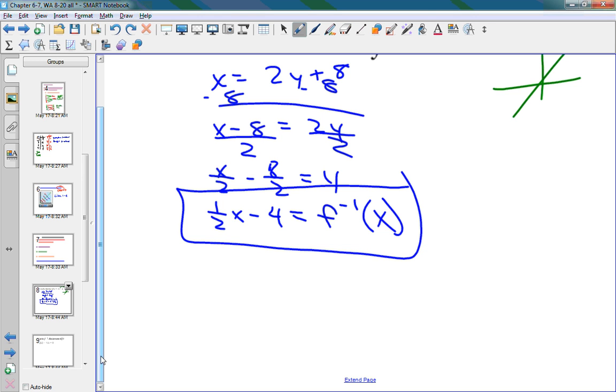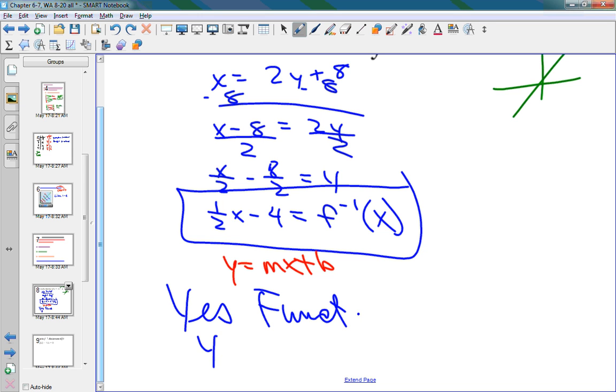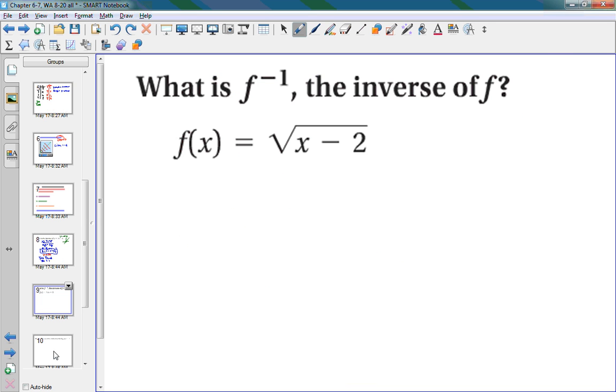Well, hello, what form is it in? Y equals mx plus b. So everything that's in the form of y equals mx plus b will have an inverse and is a function. Do we understand that? So yes, this is a function. Is it a one-to-one? Yes, it's a one-to-one. Do we understand that? Mx plus b. Next, here we go.